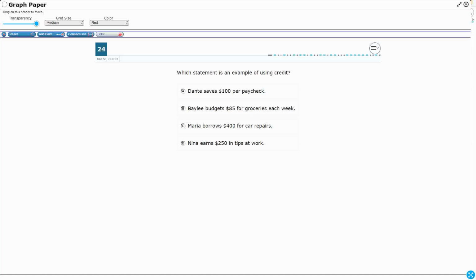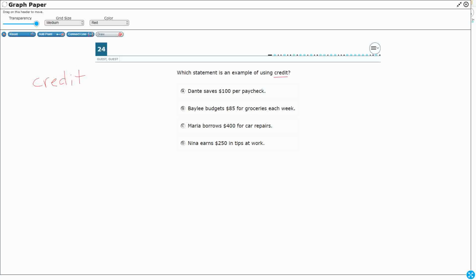All right, this problem is either going to be really simple or really difficult because it all revolves around this one word, credit. If you know what this word means, you can easily find the answer and move on. If not, we got to do a little bit more work. So let's define this word, credit.